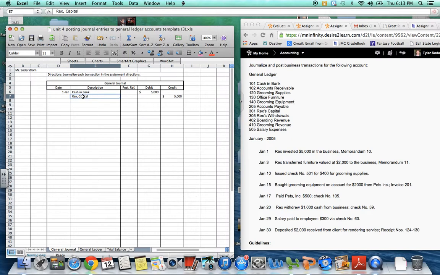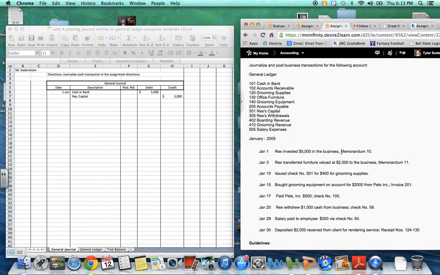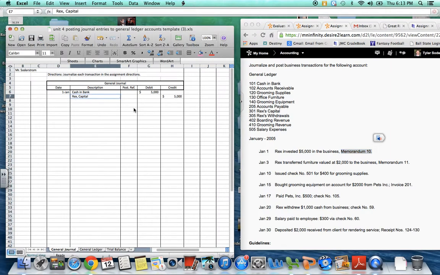The capital account is an owner's equity account. Owner's equity accounts increase with a credit, so the owner just has more invested in his business now. The memorandum 10, we don't need to do anything with in this journal. A lot of times you'll see a column heading for document number. That's where that would go if you had a document number for this. But again, we just abbreviate it M10. But again, all we have is the post reference, which I'll fill in at the end when I post this to the general ledger, which is the second part of this assignment.